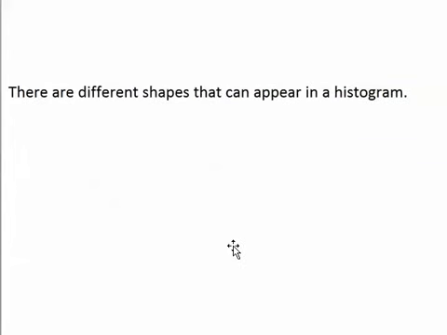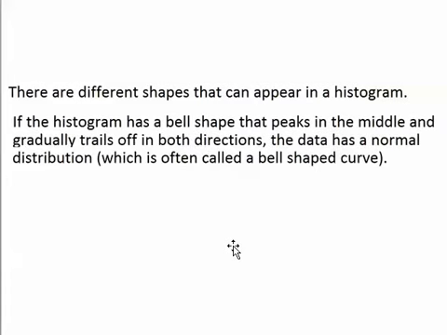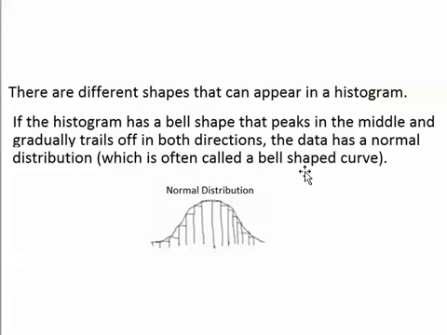So now we'll talk a little bit more about some different types of shapes that can appear in a histogram. If it peaks in the middle and has a bell shape, and then gradually trails off in both directions, it's called a normal distribution, and in everyday life we often call this a bell-shaped curve. So here's what it looks like. It means that most people have values in the middle, and there's fewer people with lower values down here, and fewer people with higher values up here.